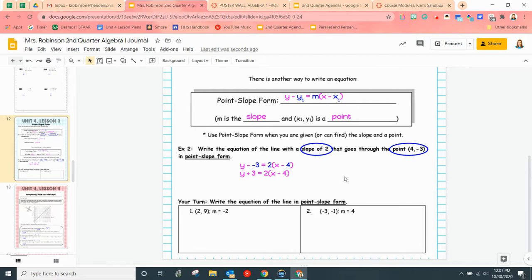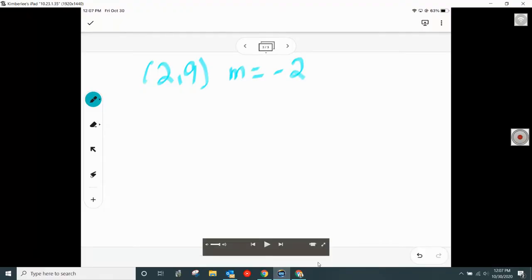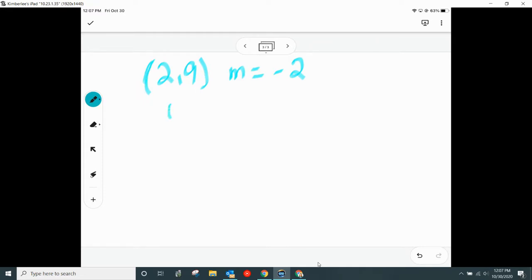So I'm actually going to bring up my iPad now, and I'm going to write down this information really quickly, and we're going to plug this in into point slope. So they're giving us the point 2, 9, and they told us our slope is -2. So let me bring my iPad up real quick. Okay, so there's our information. They gave us a point and they gave us a slope. They said write the equation in point slope form. So remember, that's y subtract y sub 1 is equal to m times x minus x sub 1.